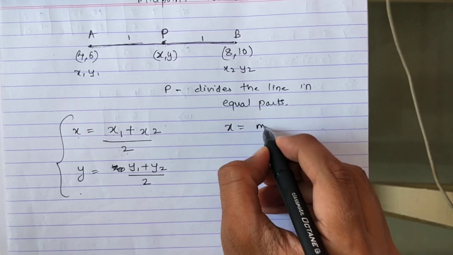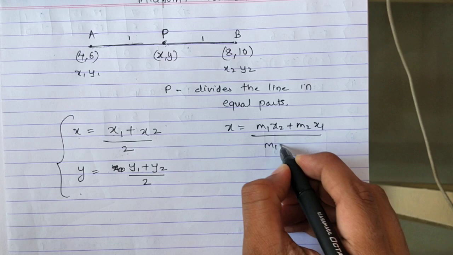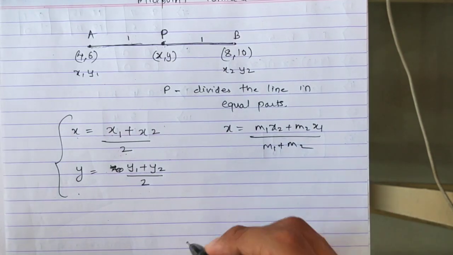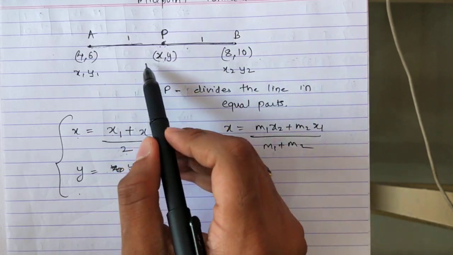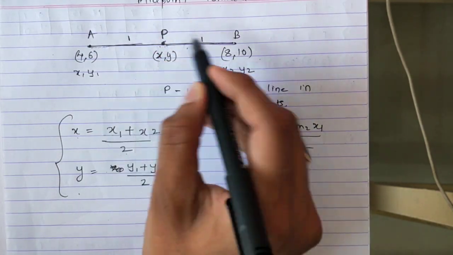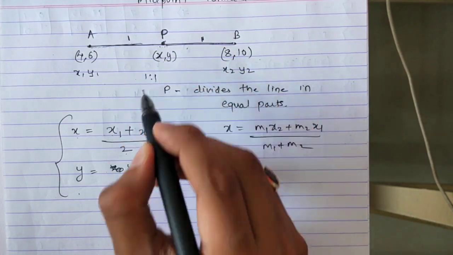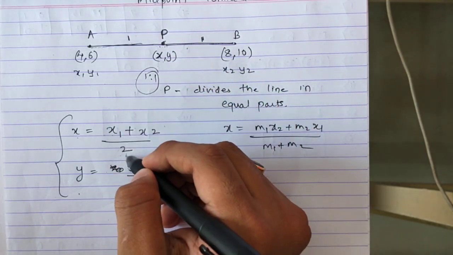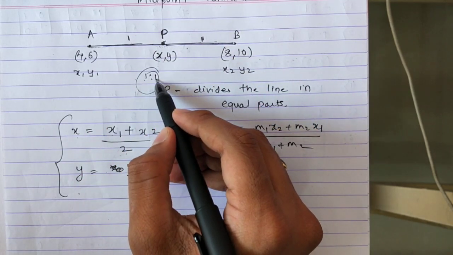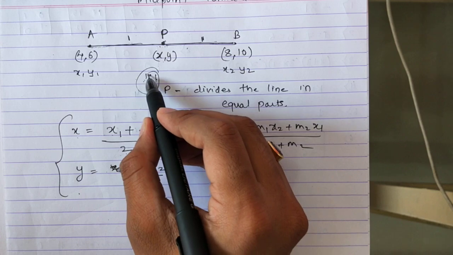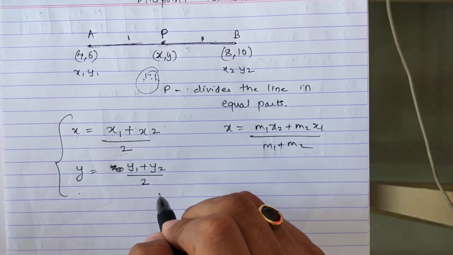See, the section formula was m1 x2 plus m2 x1 upon m1 plus m2. This was the section formula. But in this case, you see, P is the midpoint. If P is a midpoint, the ratio is same. Means ratio will be 1:1. Because P is a midpoint, these both parts are equal. So if it is 1:1, means your m1 is 1 and your m2 is also 1.